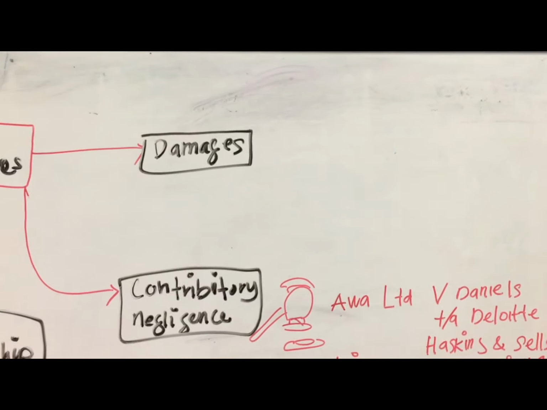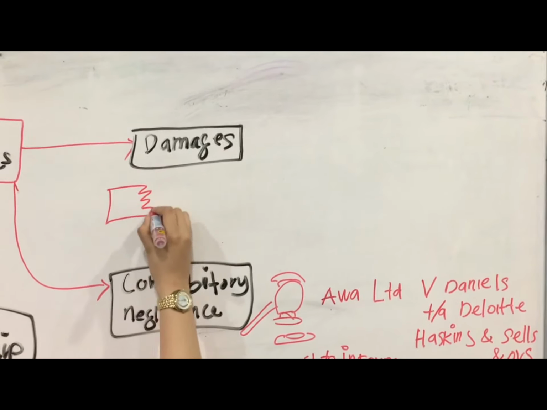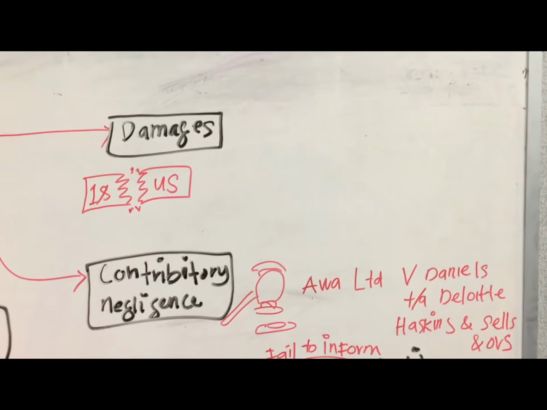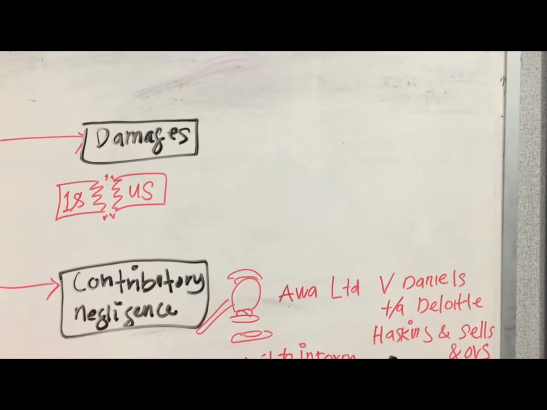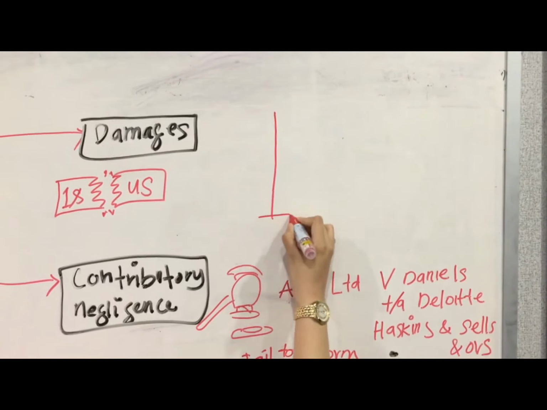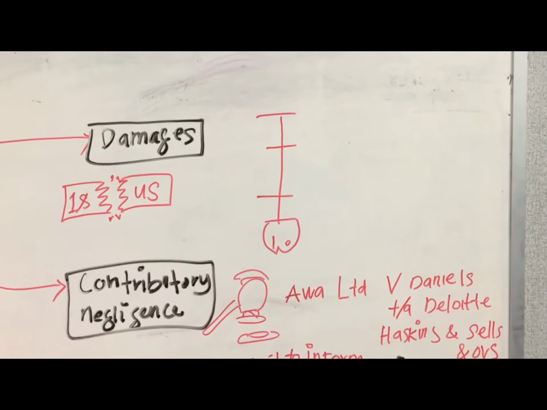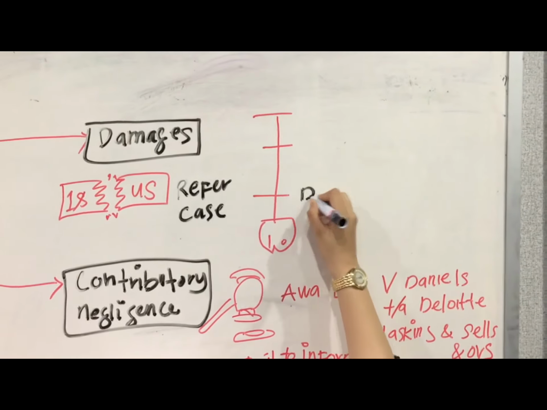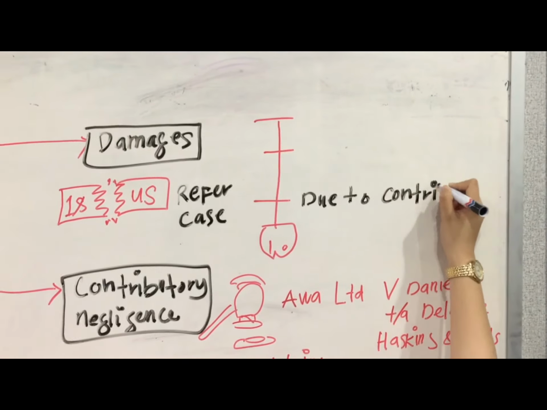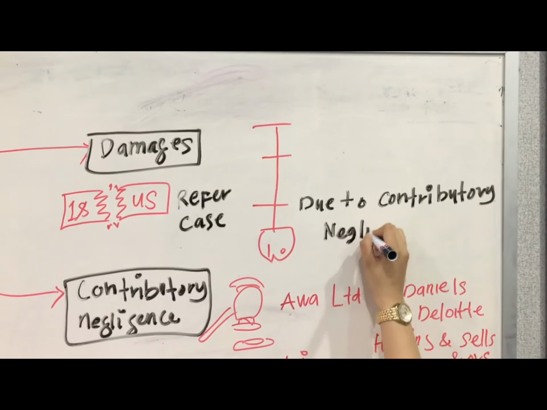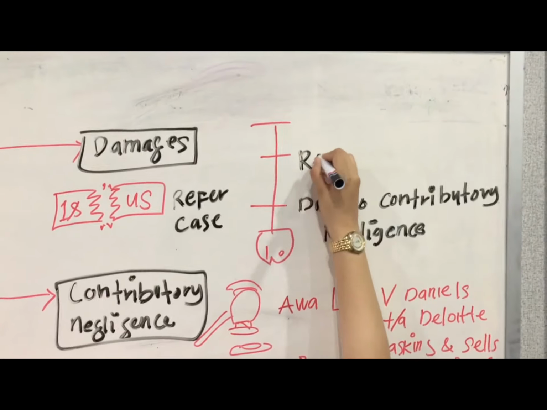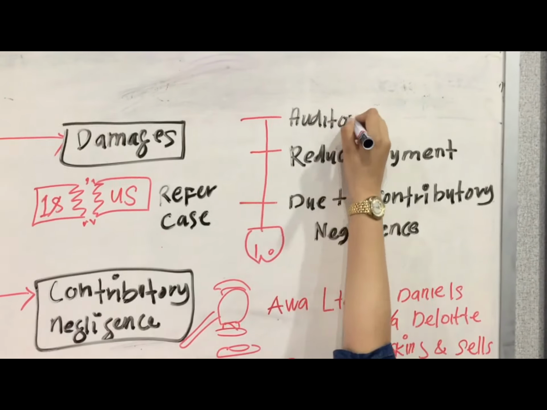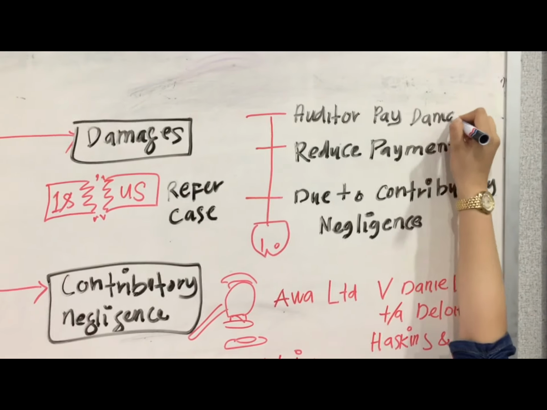Last but not least, damages. Where the auditors fail in their duty to act with reasonable care and skill, whether under contract or in tort, a plaintiff is entitled to recover any economic loss arising out of such breach of duty. So let's refer to the case from contributory negligence.